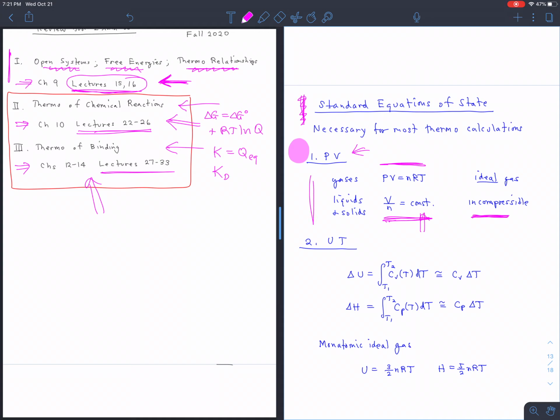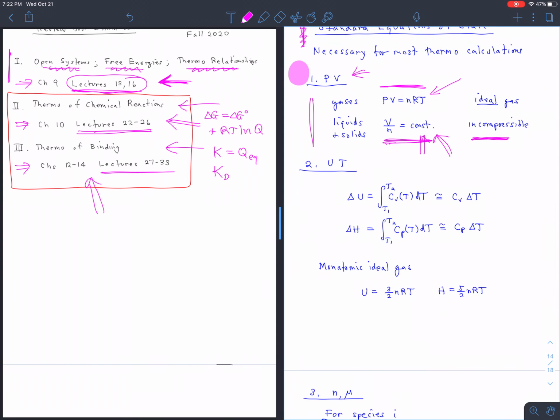These are, of course, approximate, but pretty good in most situations. There are better gas equations of state. There are better solid and liquid equations of state. But these are all we need for our purposes. Then there's the ones associated with energy and temperature.